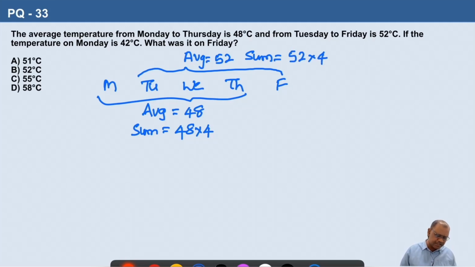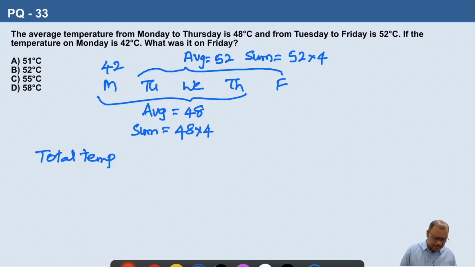Now the temperature on Monday is 42. What was the temperature on Friday? So now let us find out the temperature in all the 5 days. Total temperature on all 5 days.